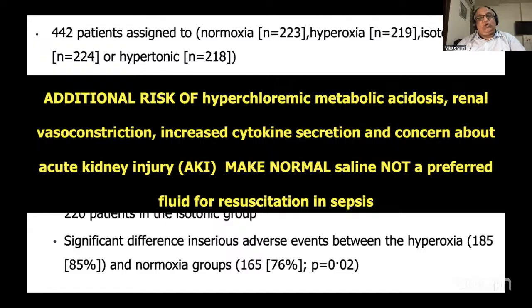So in addition to the risk of hypochloremic metabolic acidosis, renal vasoconstriction, increased cytokine secretion, and the concern about acute kidney injury, normal saline is not a preferred fluid for resuscitation in sepsis.